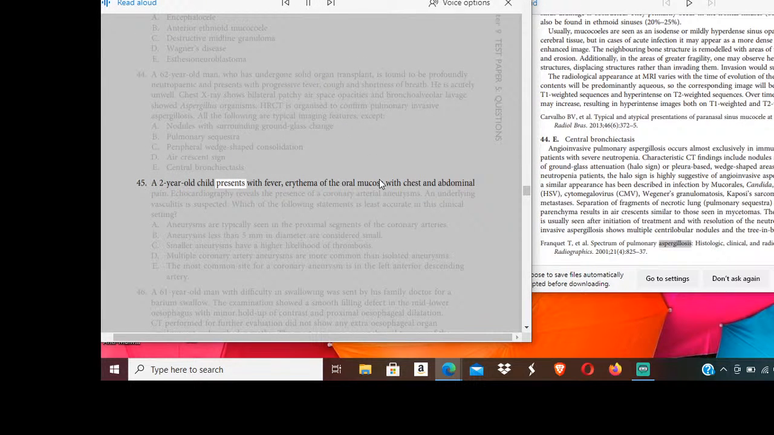45. A 2-year-old child presents with fever, erythema of the oral mucosa with chest and abdominal pain. Echocardiography reveals the presence of coronary arterial aneurysms. An underlying vasculitis is suspected. Which of the following statements is least accurate in this clinical setting?